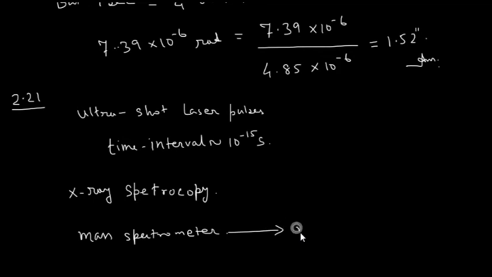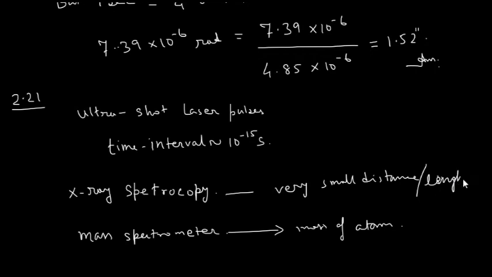Meter. So this is the mass of an atom. This is distance, very small distance or length, and this is very small time interval.